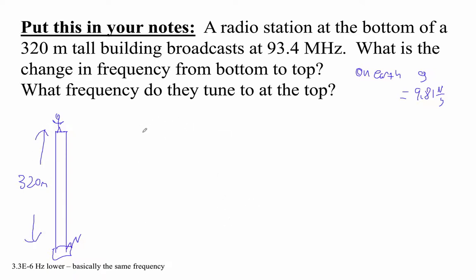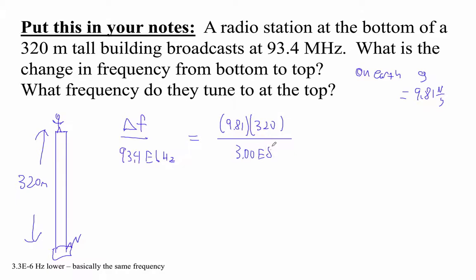So what we're going to do is the change in frequency is to the original frequency, which is, of course, 93.4 times 10 to the 6th hertz, right? And then that's going to be g delta h, right? So 9.81, delta h is 320, and then don't forget to divide by the speed of light squared. And of course, this is an absurd problem, because on Earth, we don't really notice this. And this is, of course, why.